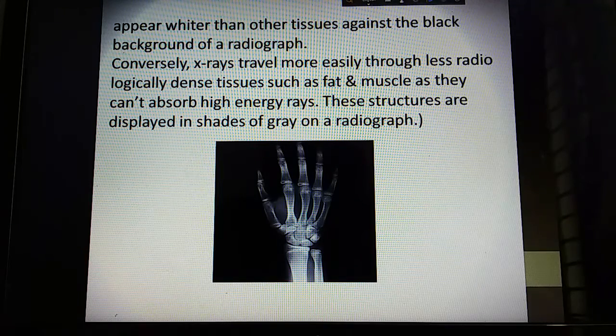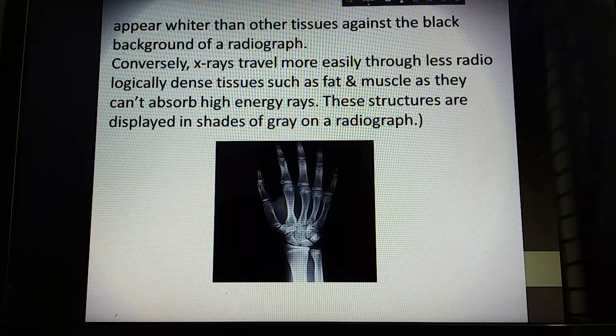Conversely, X-rays travel more easily through less radiologically dense tissues. As we said earlier, bone is the most radiologically dense part of our body, but the other tissues are less radiologically dense, such as, for example, fat and muscle, as they absorb less of the high energy rays. So these structures are displayed in shades of gray on a radiograph.